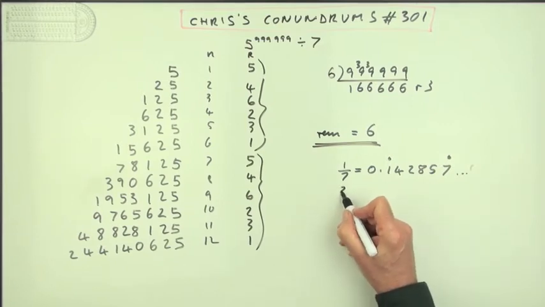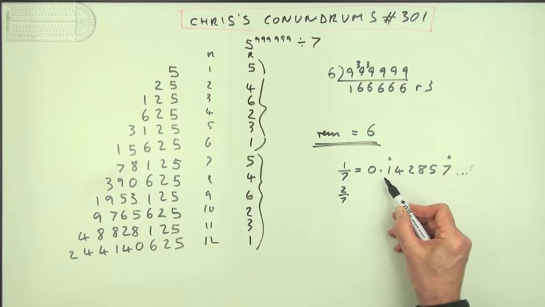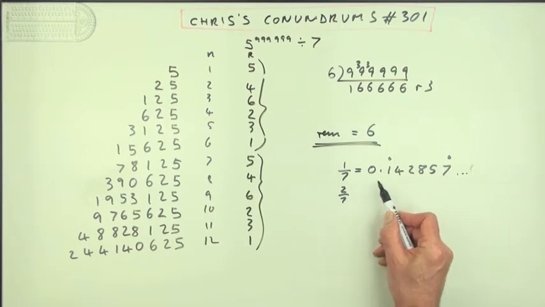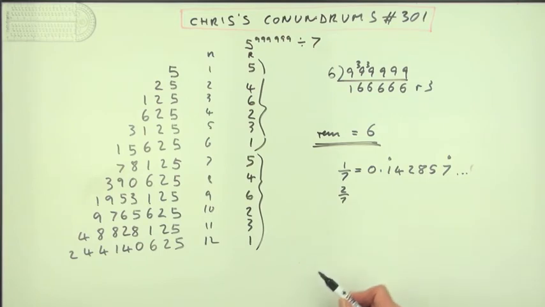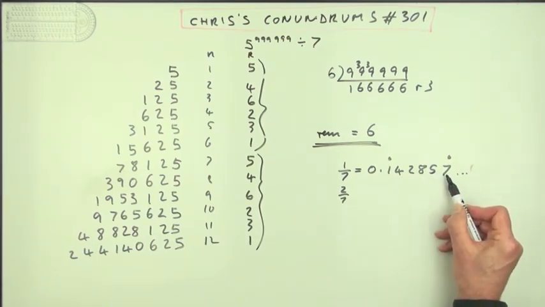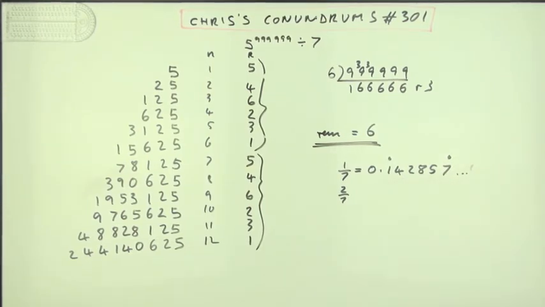And 2 sevenths and 3 sevenths and so on just use the same cycle of 6 digits, obviously starting at a different place. 2 sevenths would start at the second biggest one, that's the 2. 3 sevenths would start at the 4. 4 sevenths would start at the 5, so it would go 5, 7, 1, 4, 2, 8.